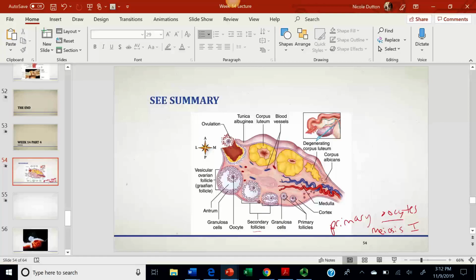The secondary follicles are going to develop a blood supply. They're going to be known as vesicular follicles, and that oocyte inside is still trapped in meiosis II. Eventually, you're going to see a surge of luteinizing hormone, and that's going to stimulate the release of the egg from the ovary.